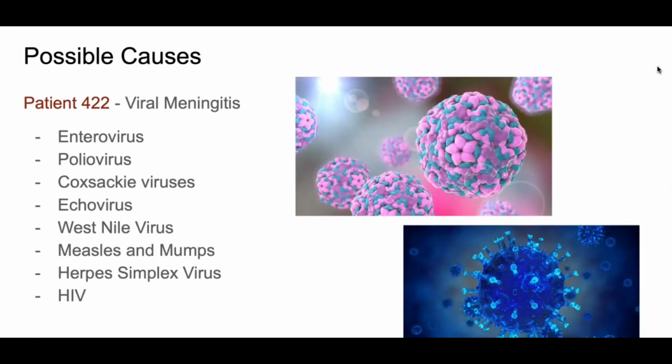And some possible causes of viral meningitis for patient 422 would be enterovirus, poliovirus, Coxsackie virus, echovirus, West Nile virus, measles and mumps, herpes simplex virus, or HIV.